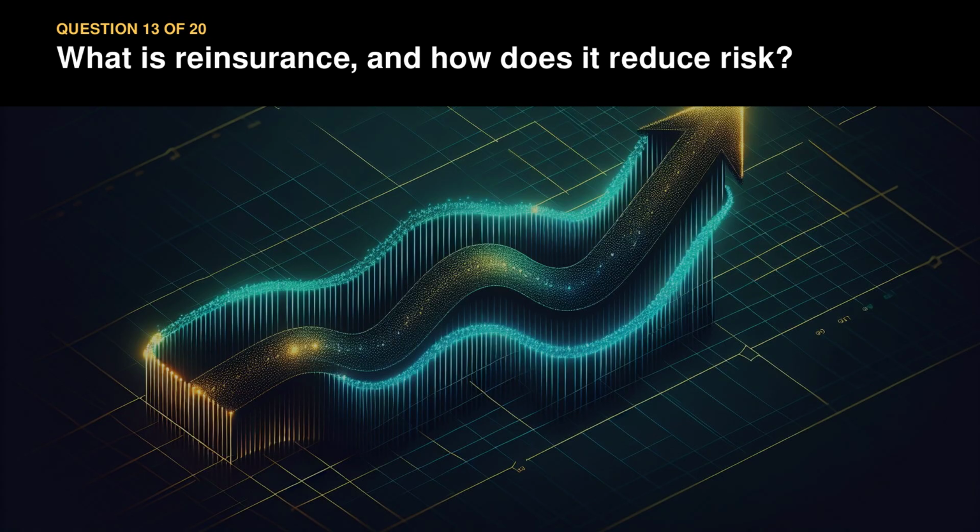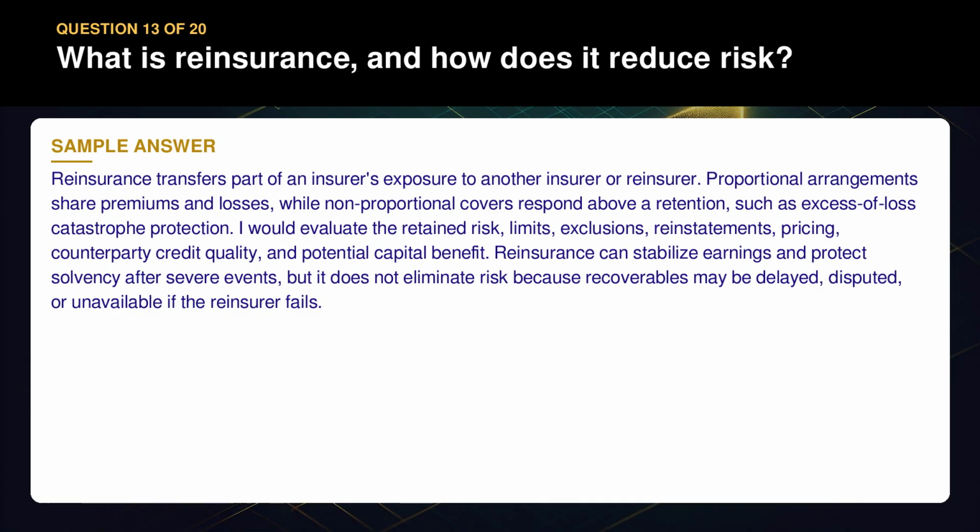Question 13. What is reinsurance, and how does it reduce risk? Reinsurance transfers part of an insurer's exposure to another insurer or reinsurer. Proportional arrangements share premiums and losses, while non-proportional covers respond above a retention, such as excess of loss catastrophe protection. I would evaluate the retained risk, limits, exclusions, reinstatements, pricing, counterparty credit quality, and potential capital benefit. Reinsurance can stabilize earnings and protect solvency after severe events, but it does not eliminate risk because recoverables may be delayed, disputed, or unavailable if the reinsurer fails.